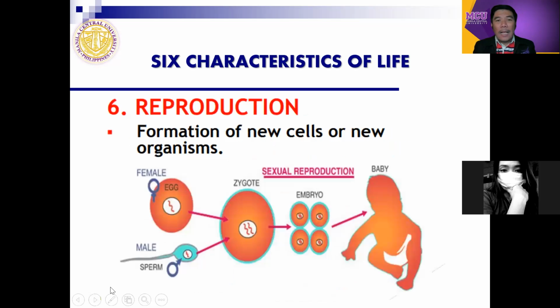Next, the last of the 6 characteristics of life that we have discussed last time is reproduction. In reproduction, it started from the female and the egg, then the zygote, then we have the embryo. From the embryo, it becomes a new organism. So from the cell, it becomes a new organism. If the cell started from generalized to specialized, that is differentiation. But if we talk about the female egg cell and the male sperm cell uniting with each other and forming another organism, that is related to reproduction.